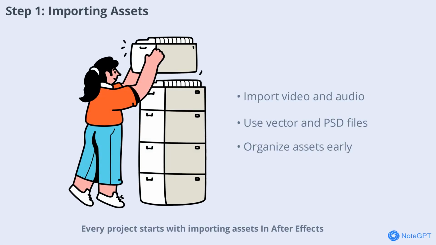Every project starts with importing assets. In After Effects, you can bring in video clips, audio files, vector illustrations from Illustrator, and layered Photoshop files. These assets appear in your project panel ready to be used. For example, you might import a gaming clip, a logo image, and a music track. Keeping your assets organized from the start makes the rest of your workflow much smoother.